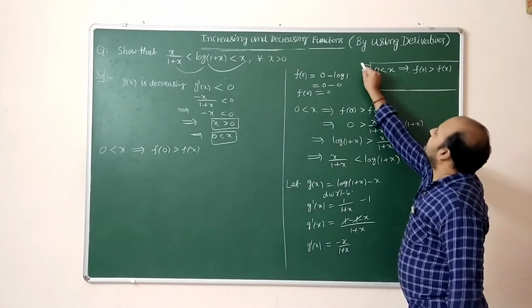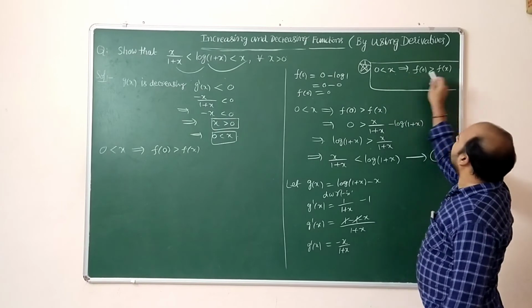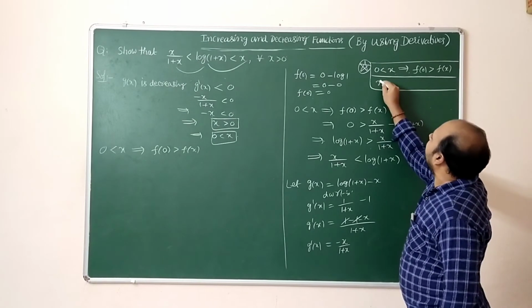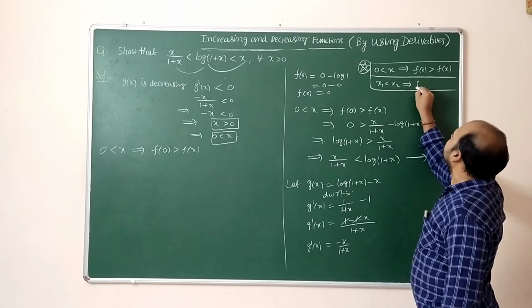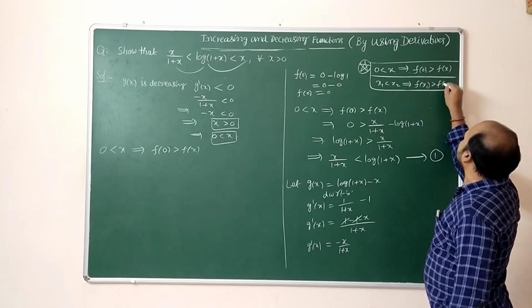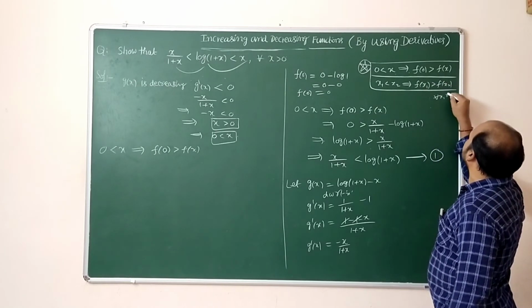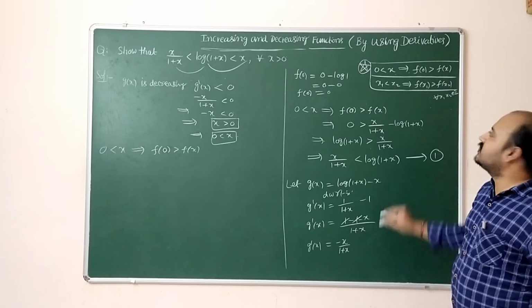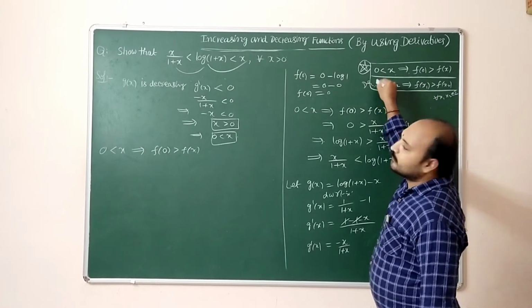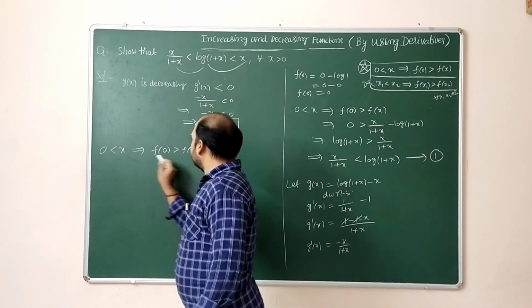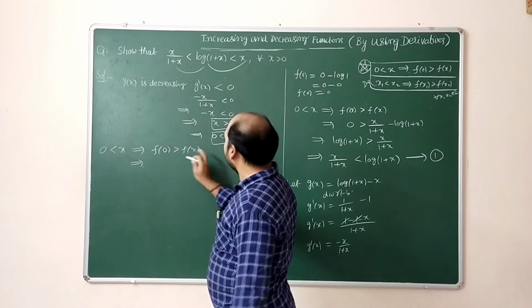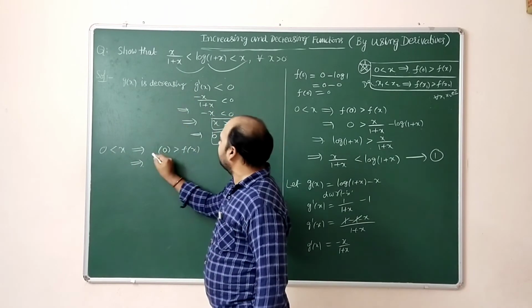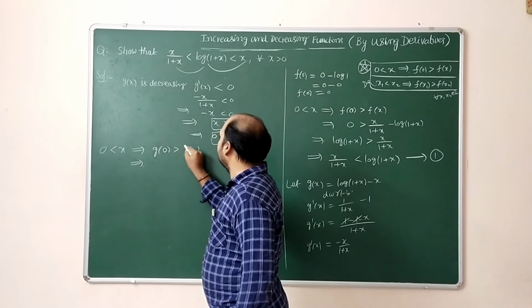Again we have to apply this definition. If you do not remember it, I am writing the formula again. x1 is less than x2 implies f of x1 is greater than f of x2 for all x1, x2 belonging to the interval I. This is the definition of decreasing. So f of 0, what is f of 0? Not f here, g. We have taken g of x now. So g of 0 is greater than g of x.